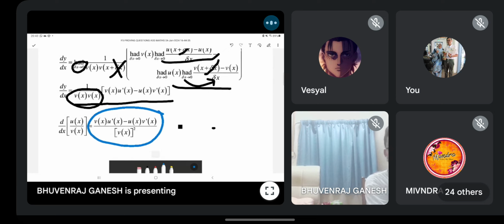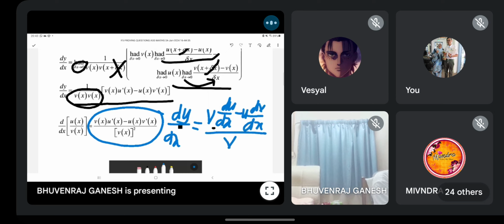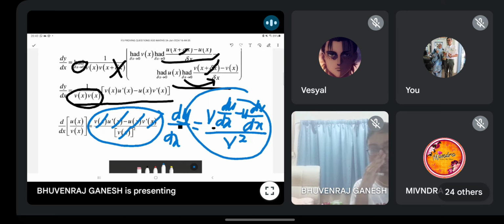Can you see, guys? Is this your product rule? Your quotient rule? Yes, right? Remember your formula, v du dx minus u dv dx over v square. You can ignore the x if it confuses you. It's the exact same thing. Can you see? The same formula only. Okay, guys? Can you all get it?